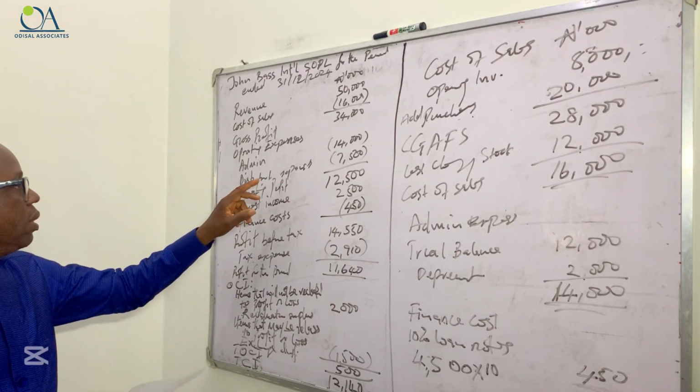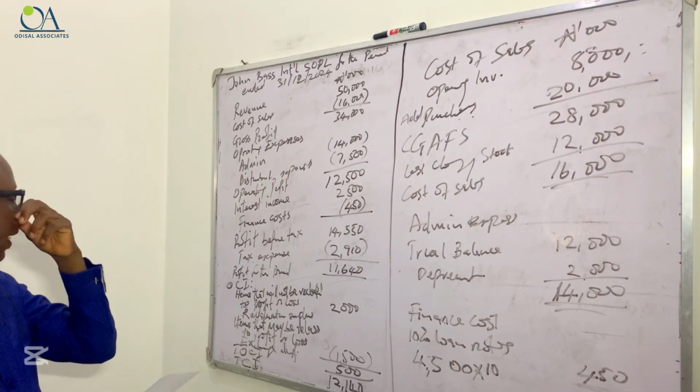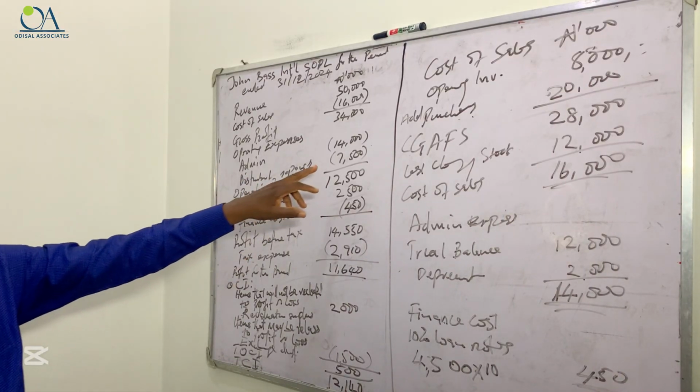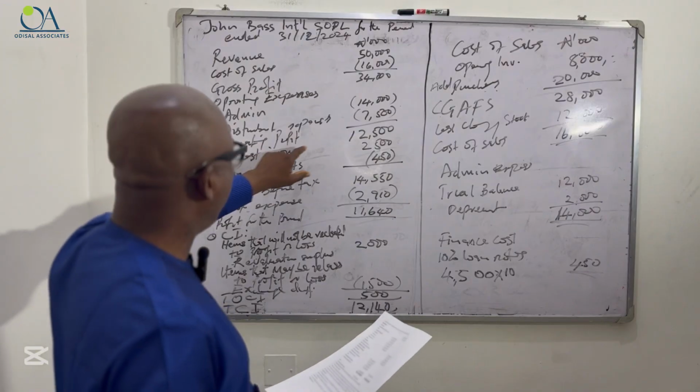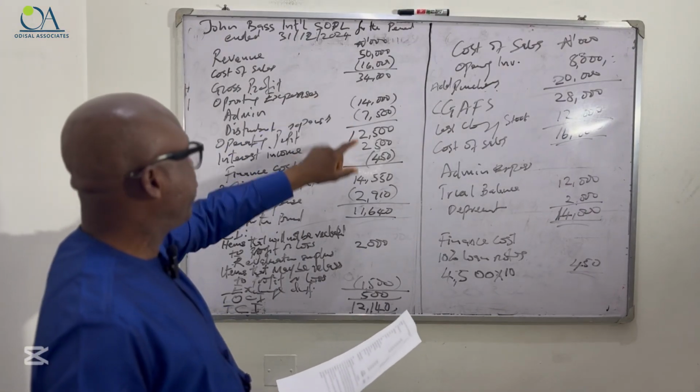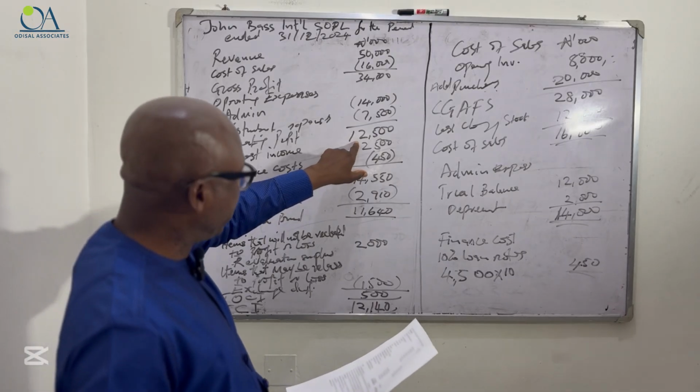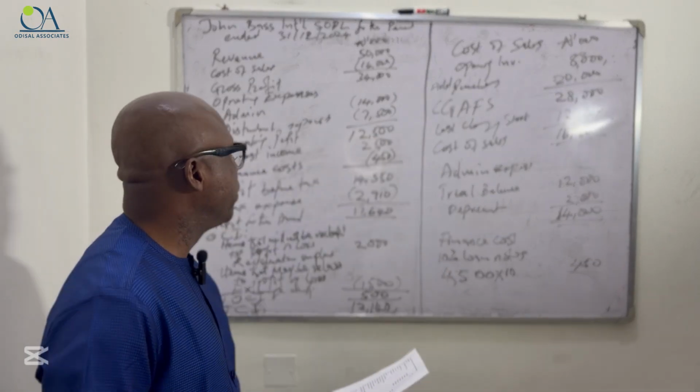And then distribution expenses, there is no adjustment, no notes on that. So we bring it here. So if you remove it from the gross profit, you have operating profit of 12,500,000.